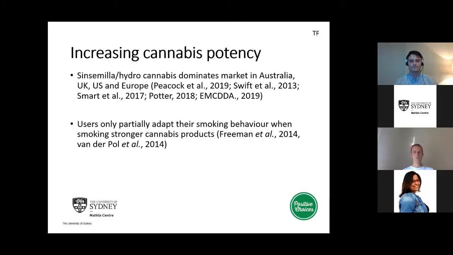So for example, people might add less cannabis to their joint if it had more THC, or they might inhale less deeply. But what we found from ecological studies is that this adaptation is only partial. So people do somewhat adapt to changes in THC, but not effectively. So as THC increases in the product, there's a higher dose of THC delivered, potentially resulting in greater harms.